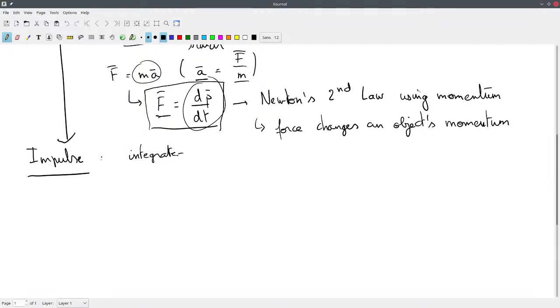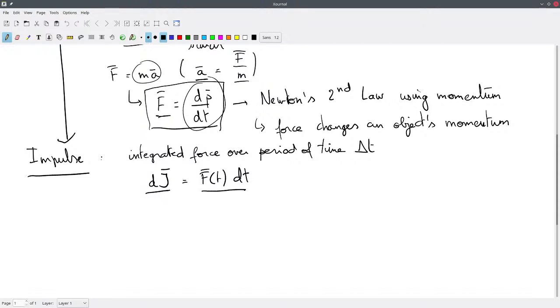Integrated force over a period of time, and let's call it delta t. But of course, we're going to introduce it as an infinitesimal quantity, and this impulse we're going to give the symbol J. So the amount of force over a tiny interval dt is going to be the impulse. So the impulse dJ is the force times dt.